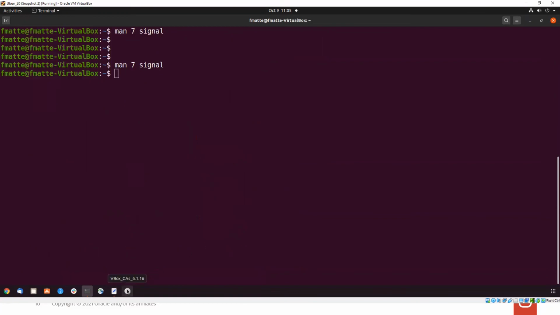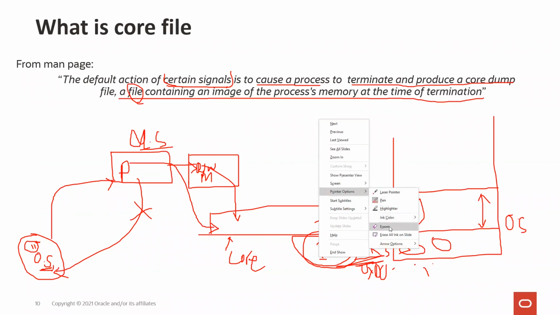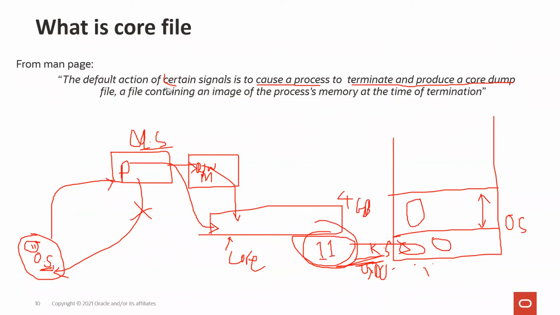If you see my presentation, I was explaining this man page of the core file. It talks about certain signals. It is not all the signals, only very few signals that take the action of dumping a core. And it contains the process's entire memory and the state of the process. So this is the content of the core file. Any questions here? Any questions understanding this concept?